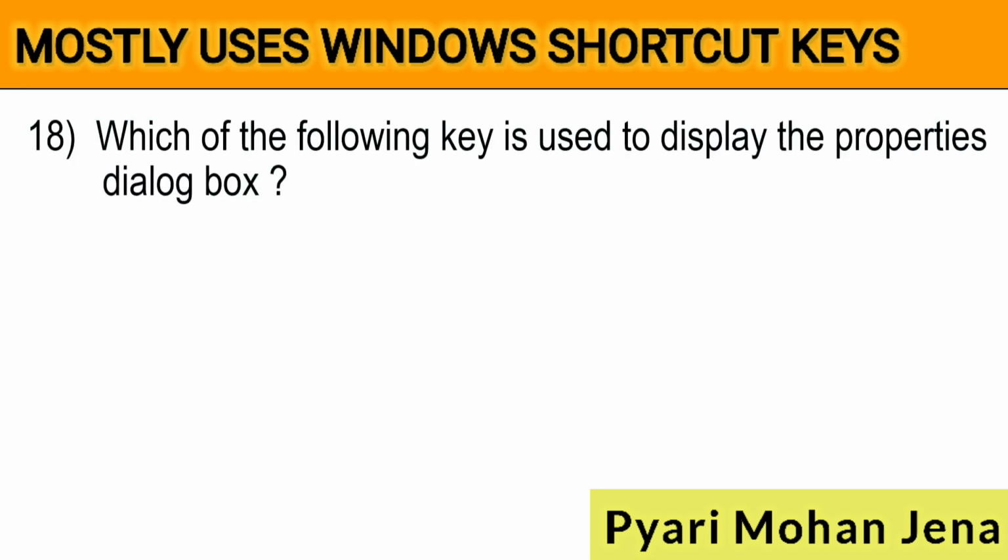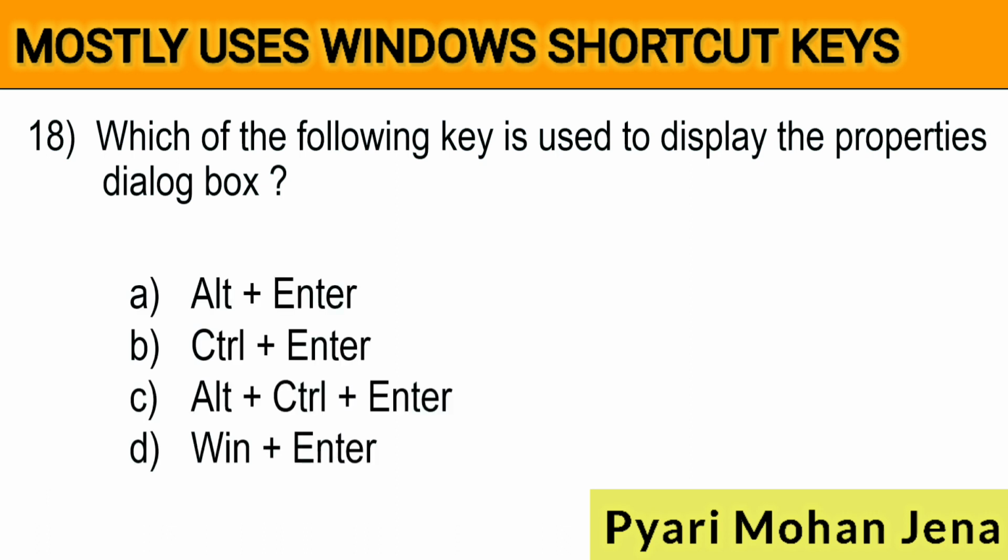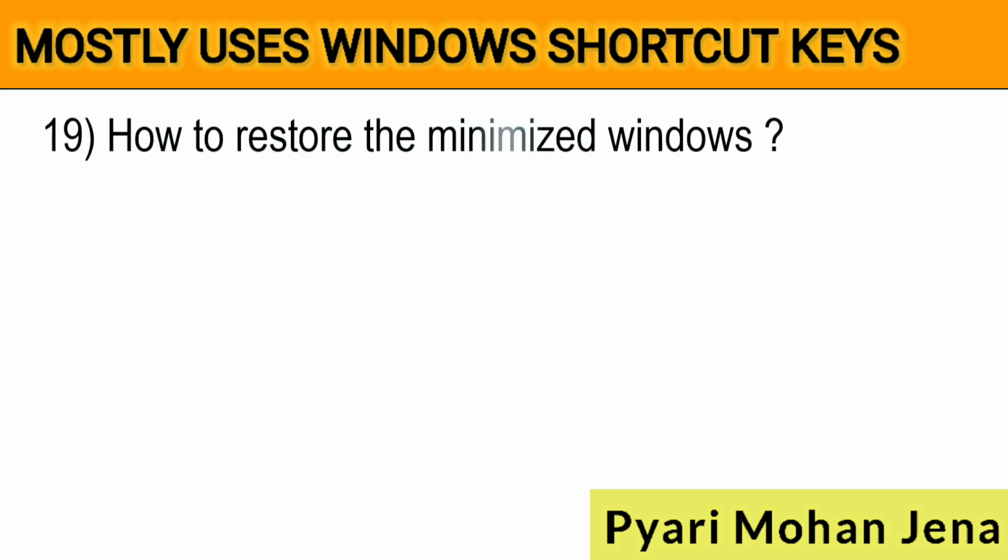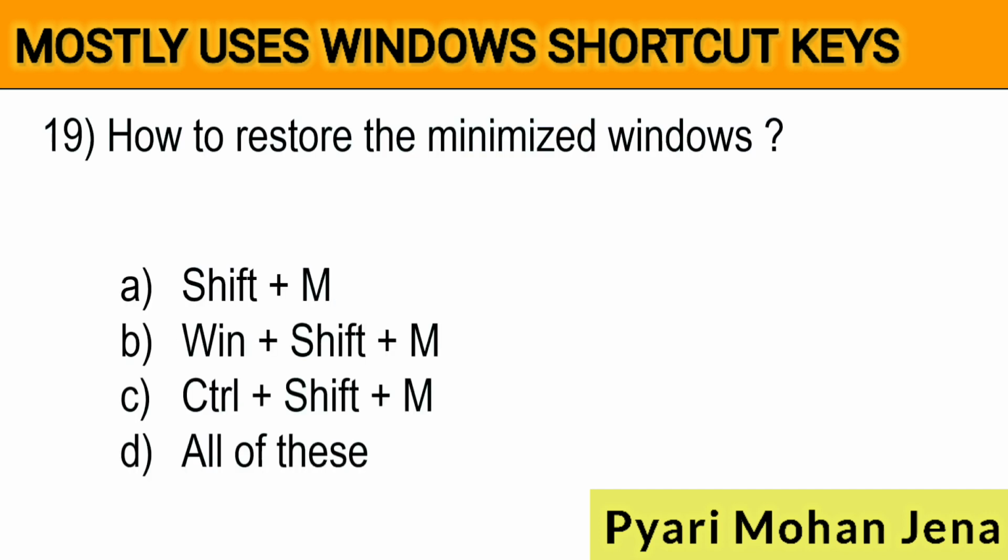Which of the following key is used to display the properties dialog box? Alt Enter, Control Enter, Alt Control Enter, Windows plus Enter. The answer of this question is Alt plus Enter.